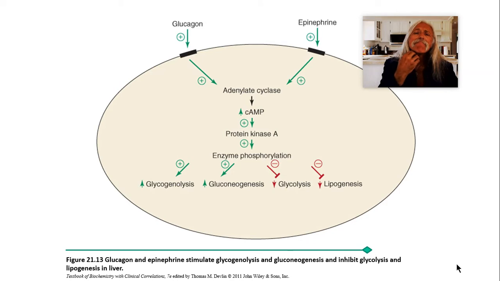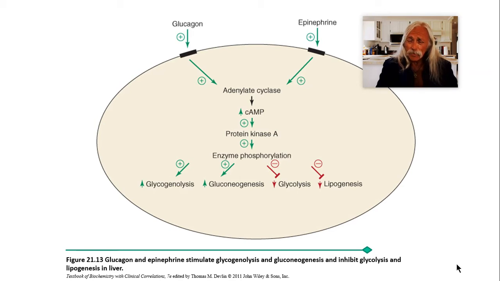Now, I want you to keep in mind this. Back to hormones. Glucagon and epinephrine work through their own receptors, right? A beta-adrenergic receptor for the epinephrine, and glucagon its own receptor. Both of them would turn on adenylate cyclase, which increases cyclic AMP, which would then activate, because it's a cyclic AMP-dependent protein kinase, protein kinase A. That would then phosphorylate a series of enzymes, and it would do the following.